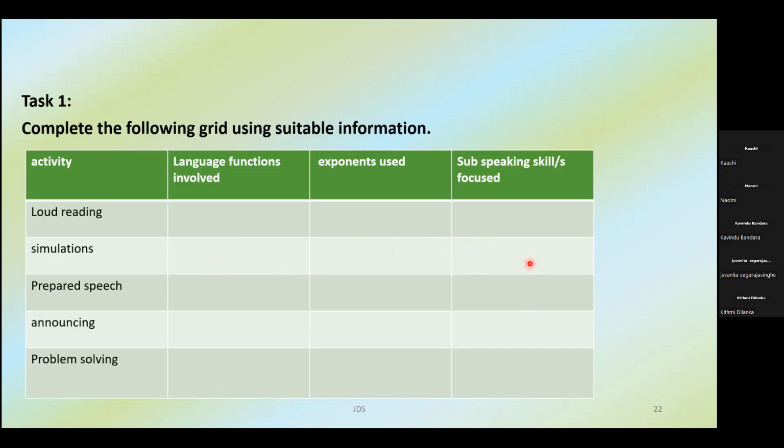Sub-speaking skills. What are the sub-speaking skills that are needed in simulation? Articulating, pronunciation. Fluency. They can come for all the different activities. You can apply them. It's common. Like prepared speech, tell me. Language functions, it depends on the speech.